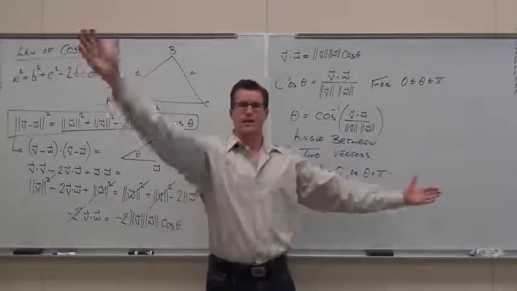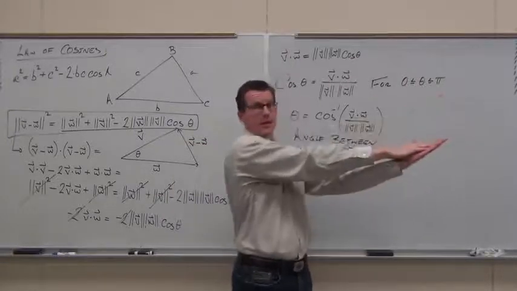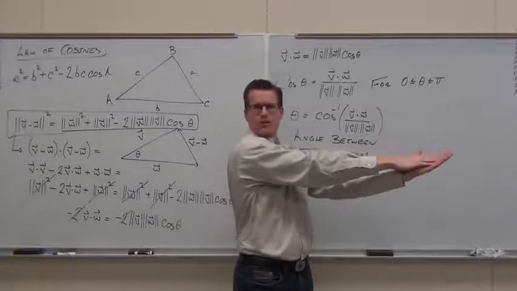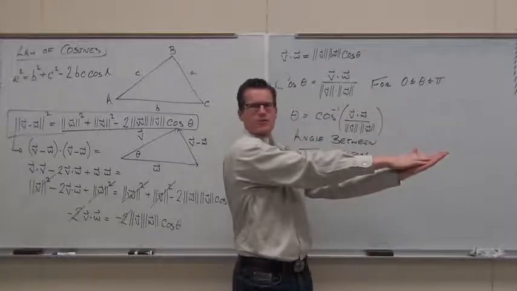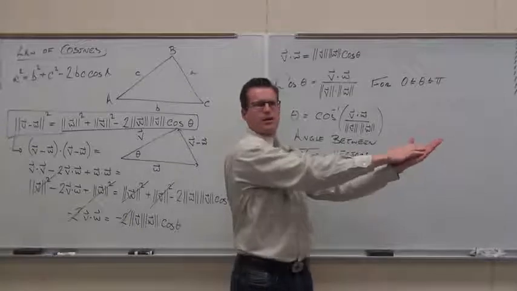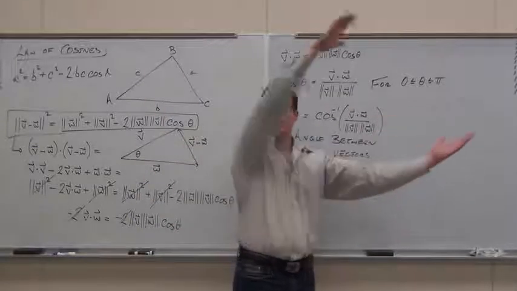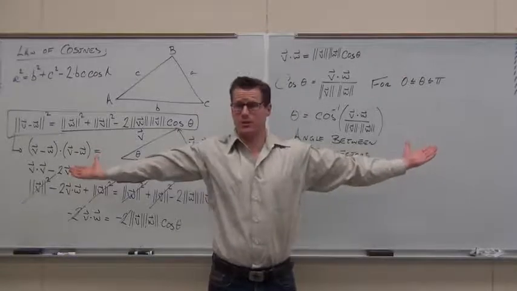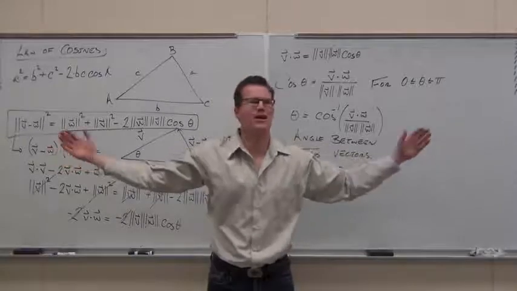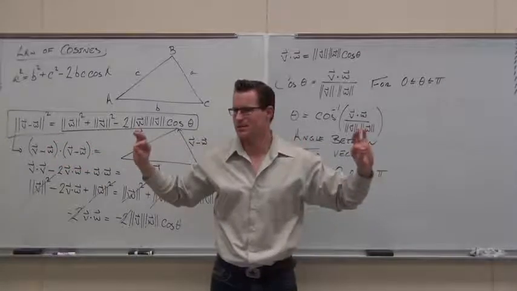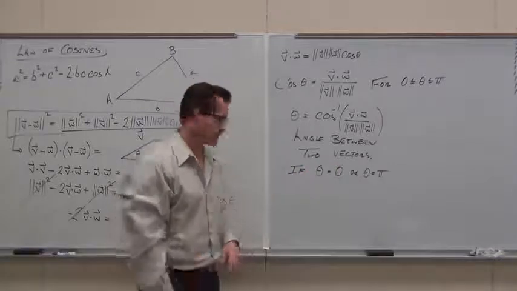No. Same. I love how one of you said same unit vector. What's the same unit vector mean? Yeah, you're right. Same direction. What happens if two vectors are going the same direction? They're parallel. So if our angle is 0, we have parallel vectors. What if our angle is pi? Do we also have parallel vectors? Yes. Opposite direction, but they are parallel. Does that make sense? So if theta is 0 or theta is pi, we have parallel vectors.